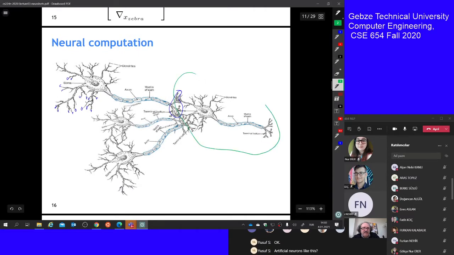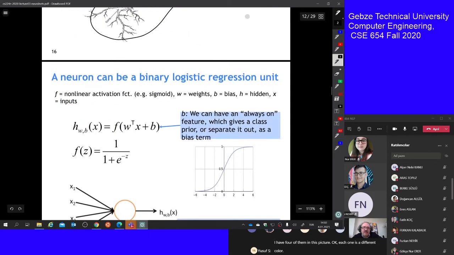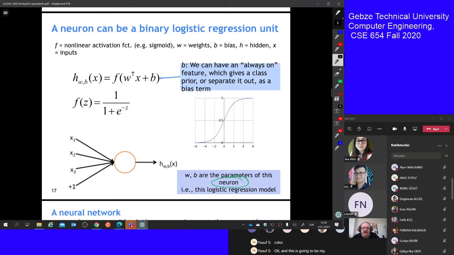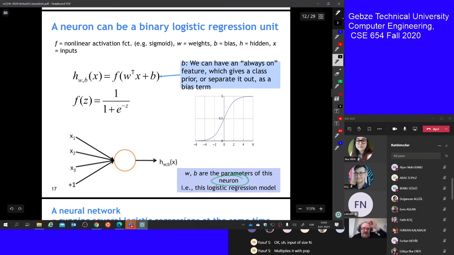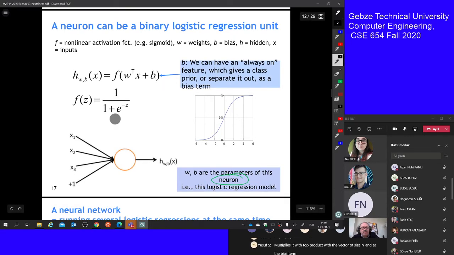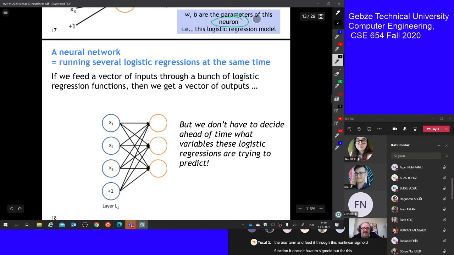Biological neurons, these are my biological neurons here. I have 4 of them in this picture. Each one is a different color. And this is going to be my artificial neuron. An artificial neuron takes an input of size n, takes a dot product with a vector of size n, adds a bias term and feeds it through this nonlinear sigmoid function. It doesn't have to be sigmoid, but for this case I will take it as sigmoid.